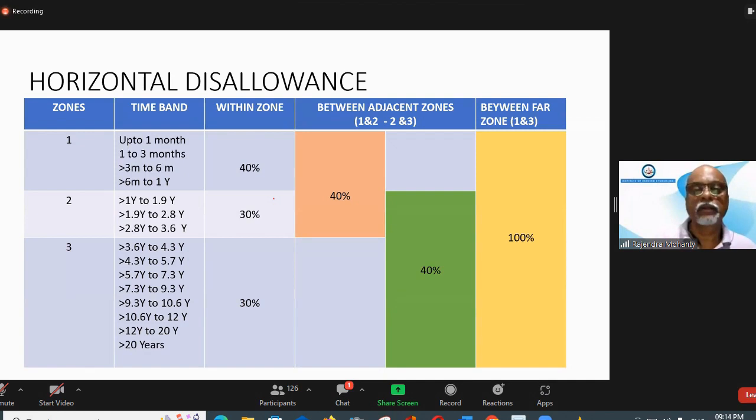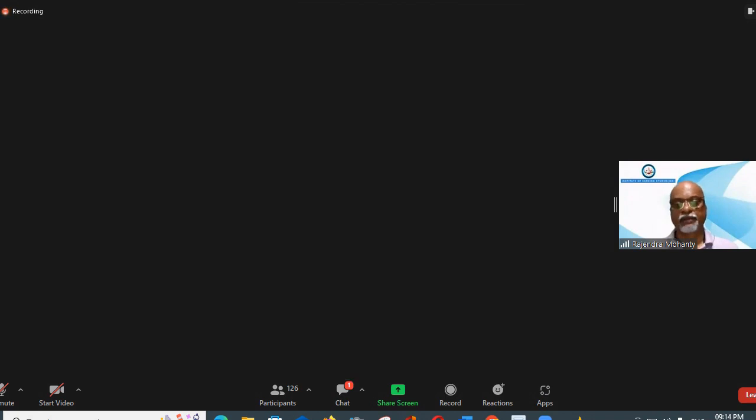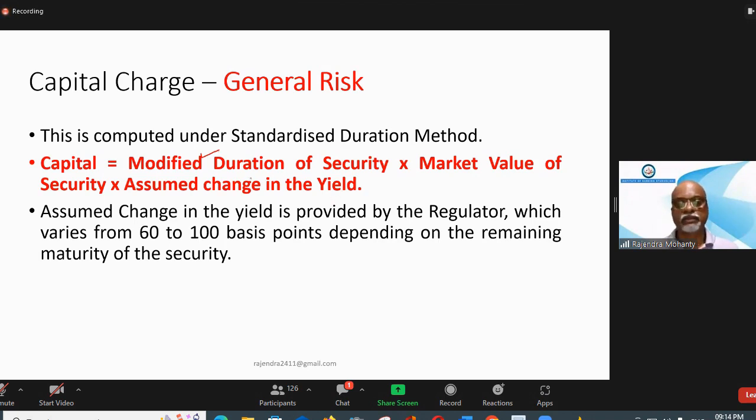The modified relation, the formula, sir? No, sir. Before that, the formula which you had written in red. I wanted to take a screenshot of that. This one? Modified duration of security, market value of security into assumed change in the yield. Thank you, sir. And in the question, they may give you all three.